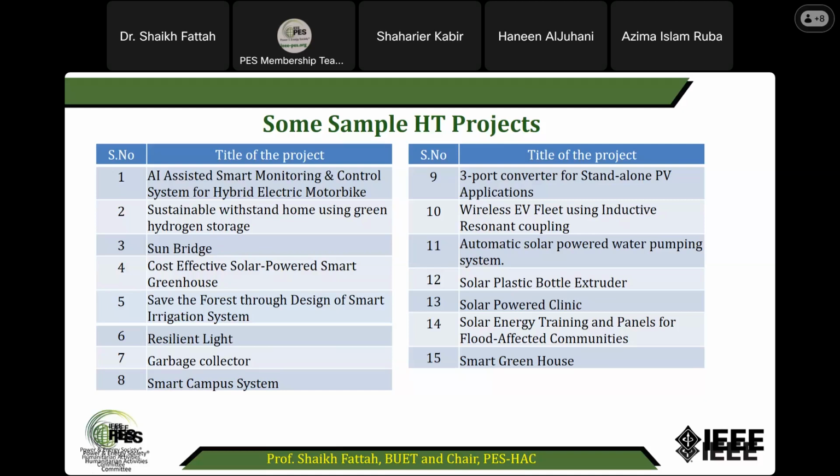So some examples, see: AI assisted smart monitoring and control system for hybrid electric motorbike. So this was one proposal. It's not like only the projects related to solar panels, not like that. So they are proposing AI assisted smart monitoring and control system for an electric motorbike, a small operation which makes this motorbike more smart.